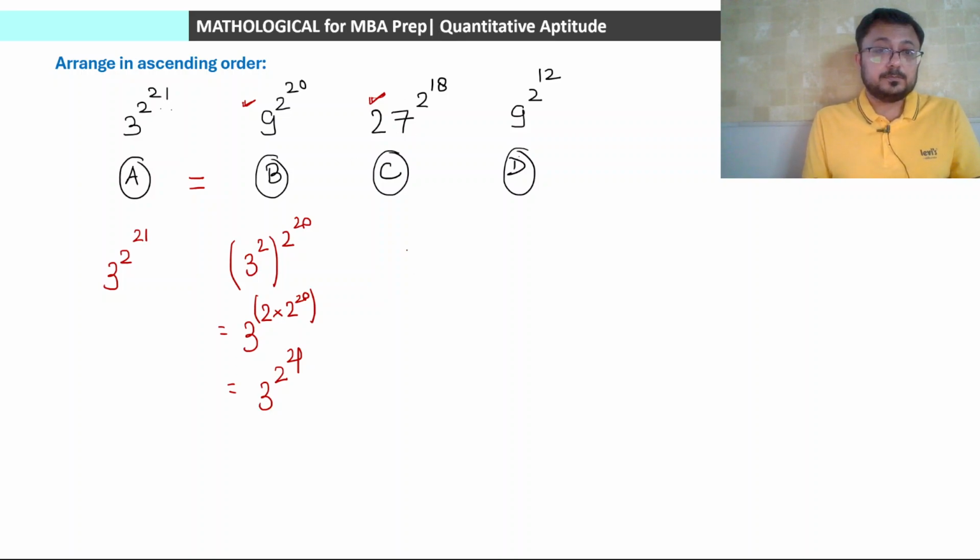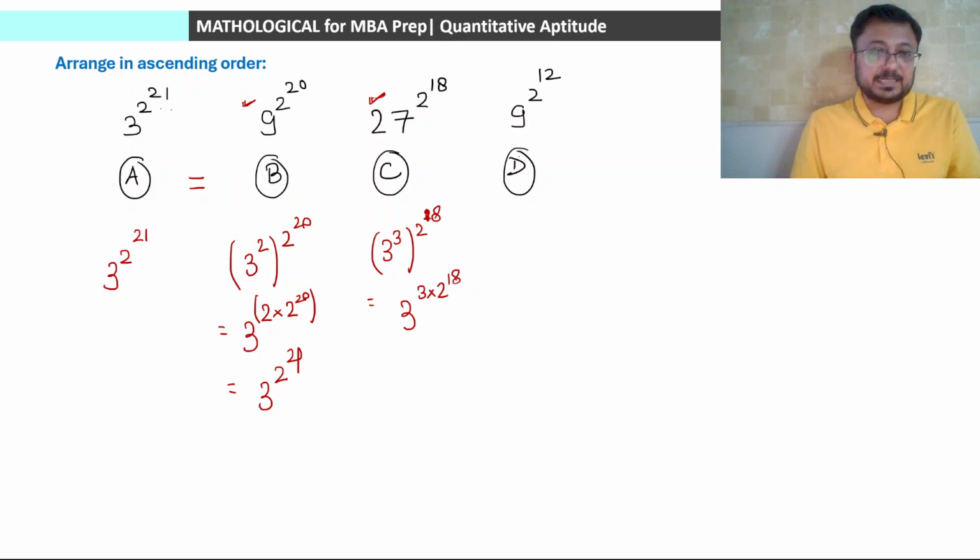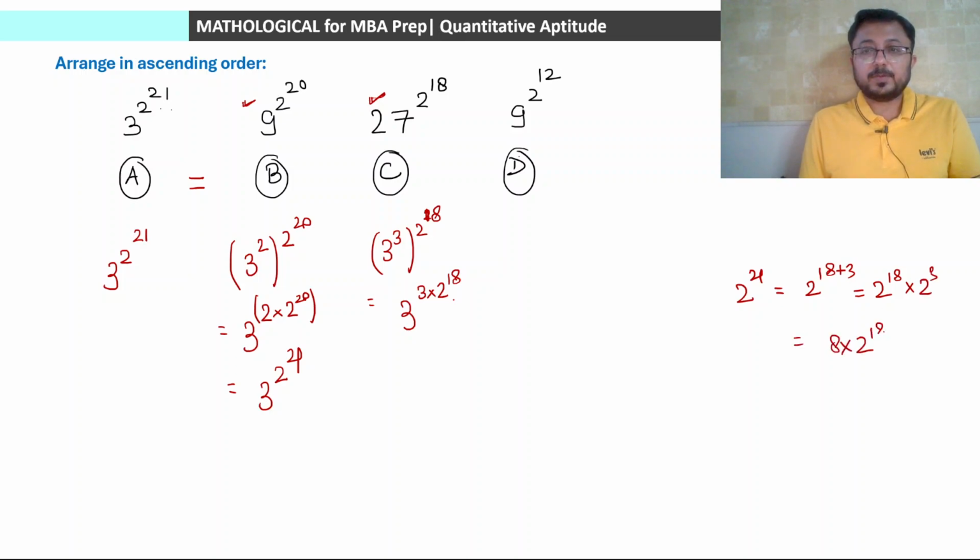27 is 3 cube. So this becomes 3 cube to the whole power 2 to the power 18. So this becomes 3 to the power 3 into 2 to the power 18. Be careful here, we must not add 3 into 18 by mistake. This is 3 to the power 3 into 2 to the power 18. So the first number is 3 to the power 2 to the power 21, and this is 3 to the power 3 into 2 to the power 18. If we compare, 2 to the power 21 is 2 to the power 18 plus 3, that is 2 to the power 18 into 2 cube. So this is 8 into 2 to the power 18, while this is 3 into 2 to the power 18, definitely much smaller. So B is greater than C.